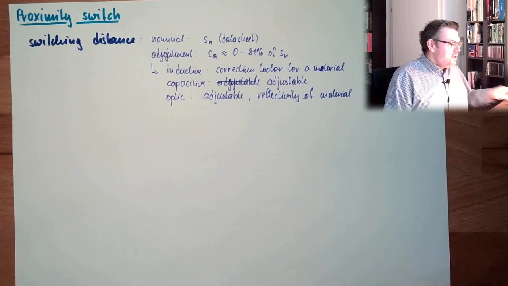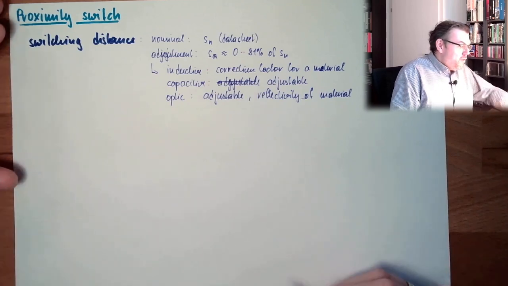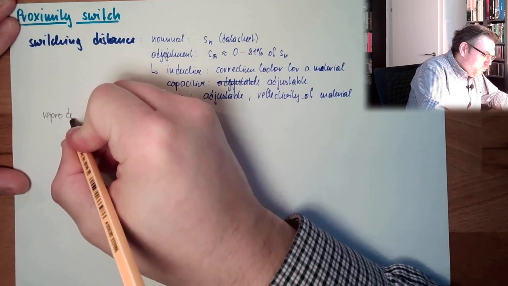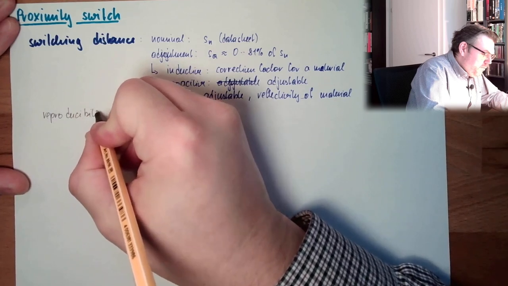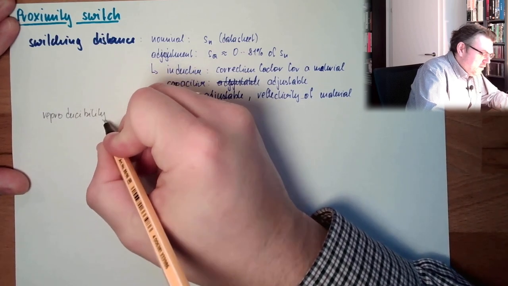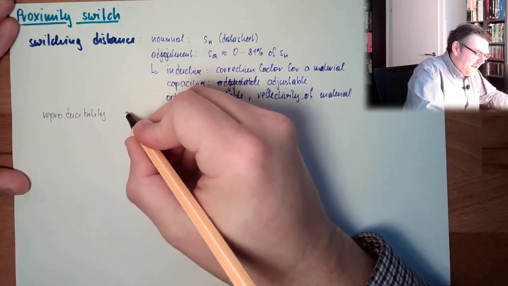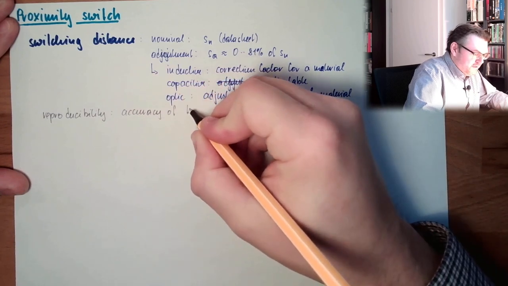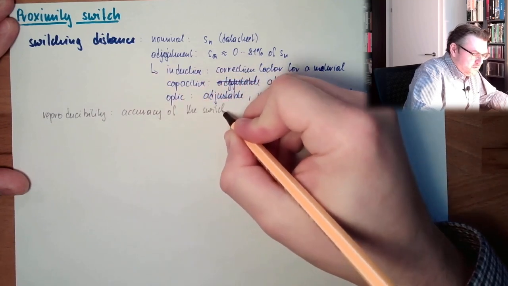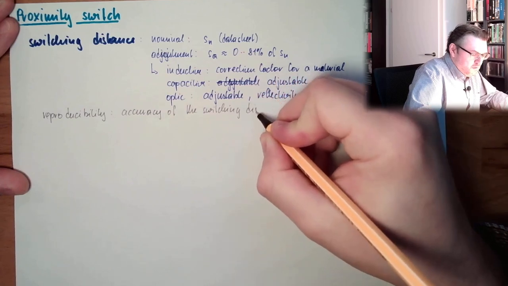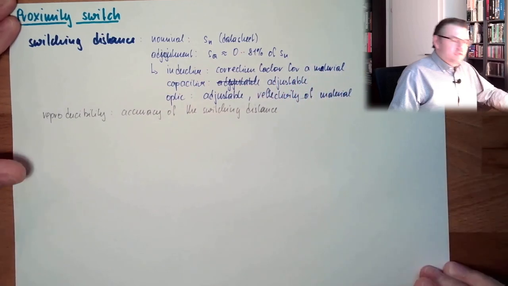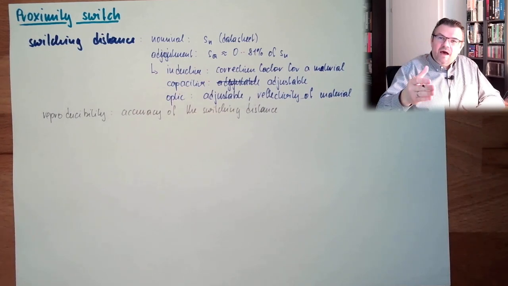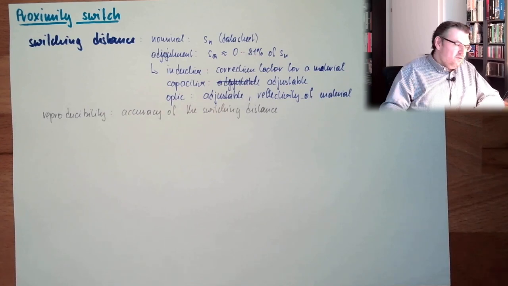There are also terms according to switching distance. There is reproducibility. This is the accuracy of the switching distance. This means if you switch 2, 3, 4, whatever times, the switching distance will remain constant. Okay, that's reproducibility.